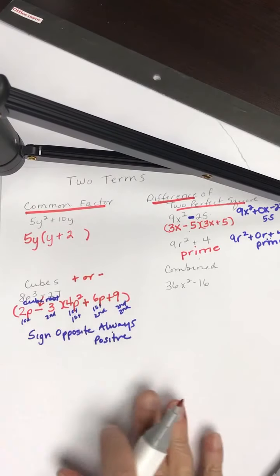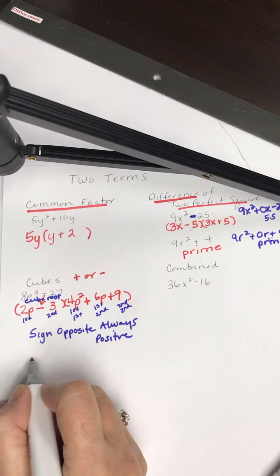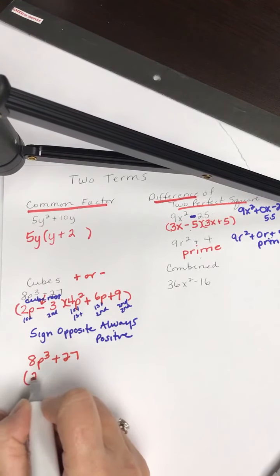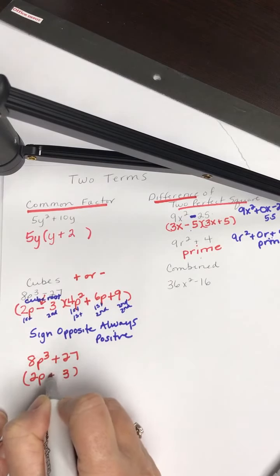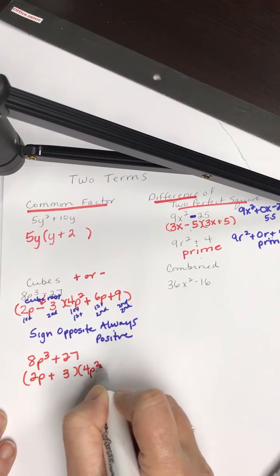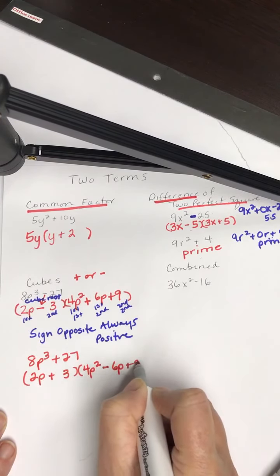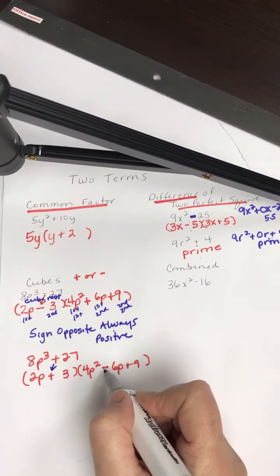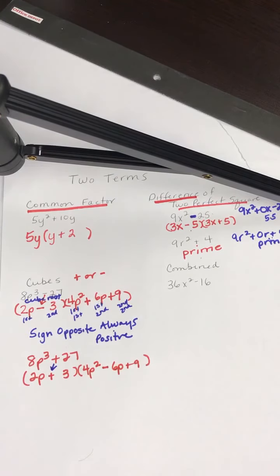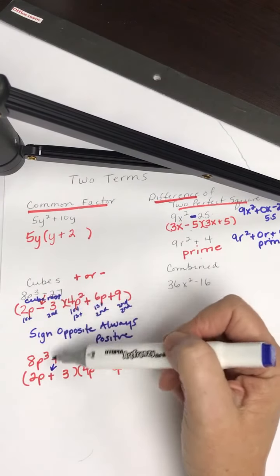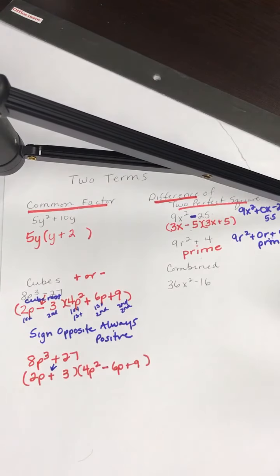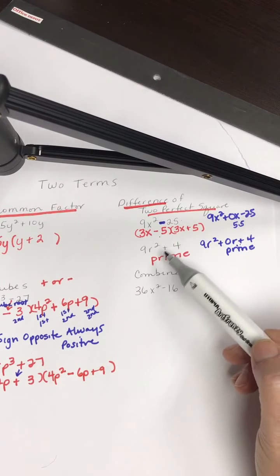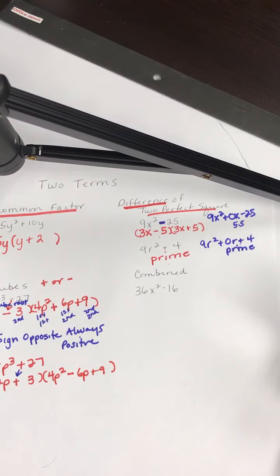If you had this same problem, we set it up with a plus, let's say 8p cubed plus 27, it would just be a 2p plus 3. The plus just comes down. And then a 4p squared minus 6p plus 9. Because the first sign comes down, and then it goes opposite, always positive. And it doesn't matter whether it's a minus or plus on a cube, it can work either way. It's only with a squared that you can't do the addition. You can only do the difference of two perfect squares.